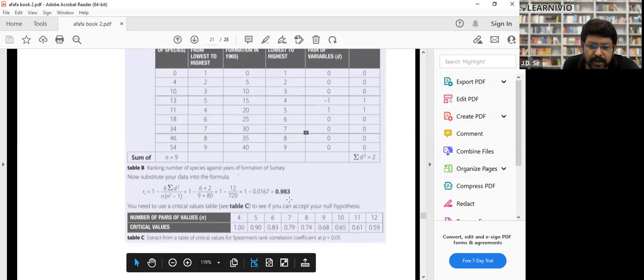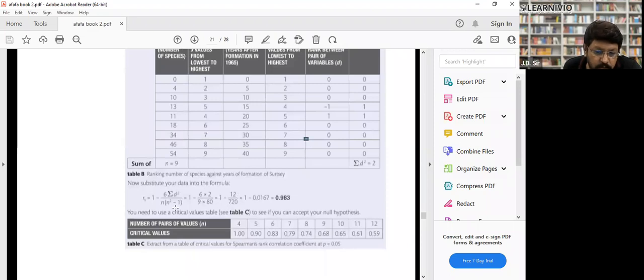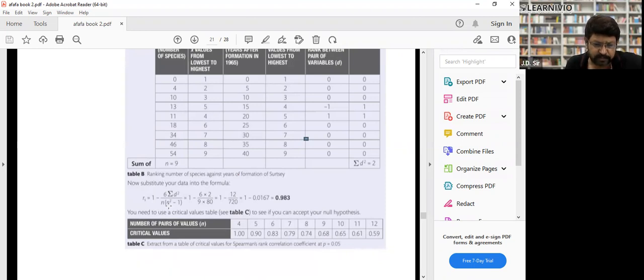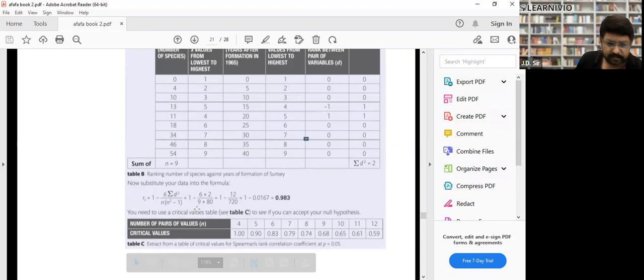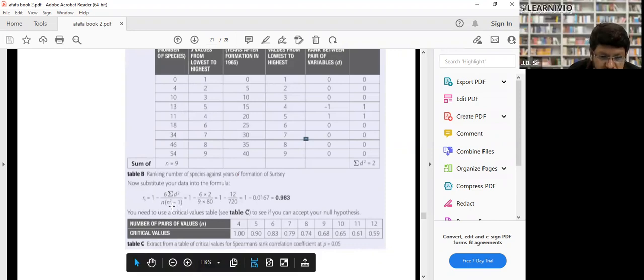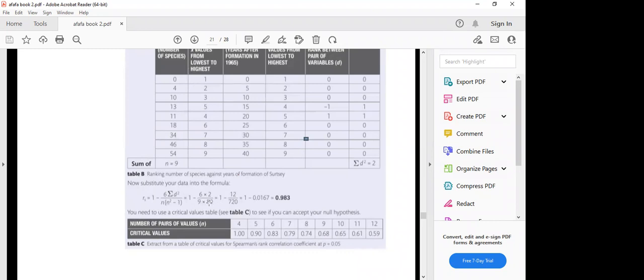And now the value is 9. Sir, why is 9 multiplied by 80? Where did the 80 come from? Okay, 9 multiplied by 80, just a minute. So the n minus n square. What is the value of n? N is 9, right? N square value is 81. So 81 minus 1 is equal to 80, and n is 9. So 9 into 80, right? Same thing is above.